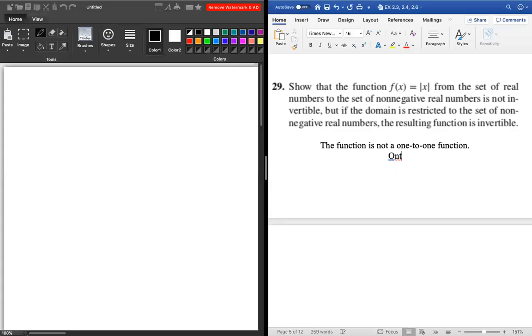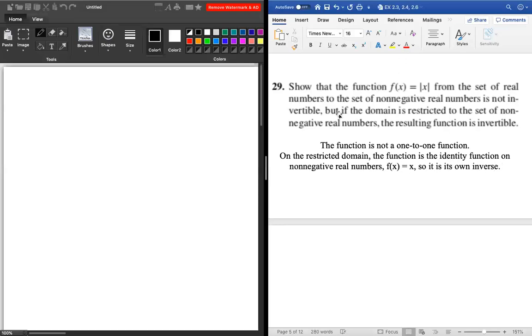On the restricted domain, the function is the identity function on non-negative real numbers. f of x equals x. So it's its own inverse.